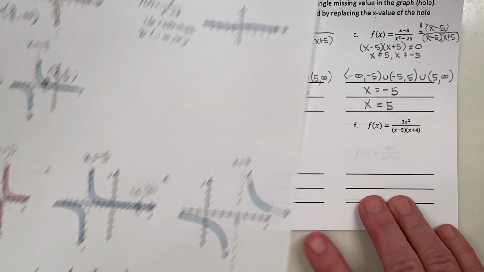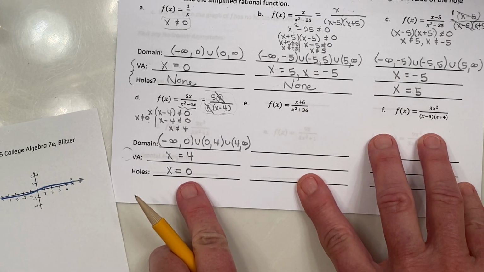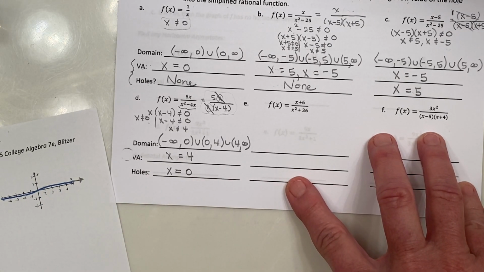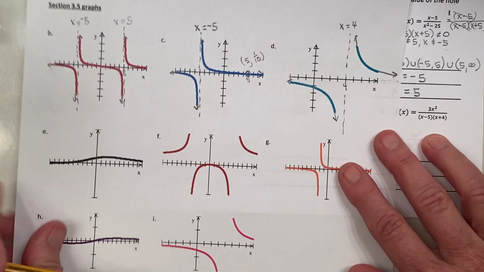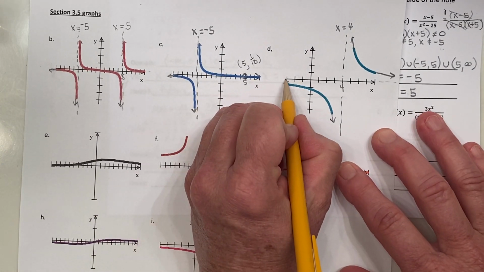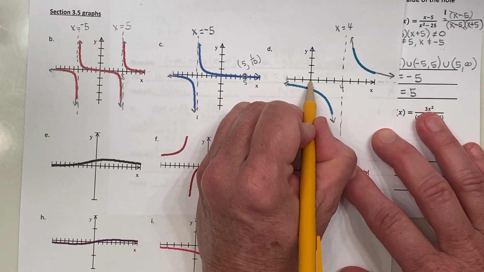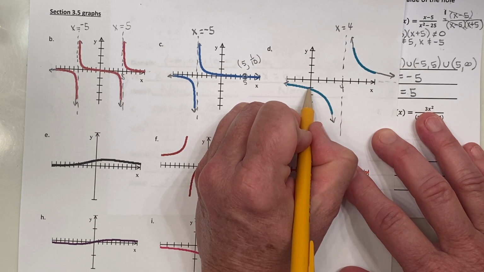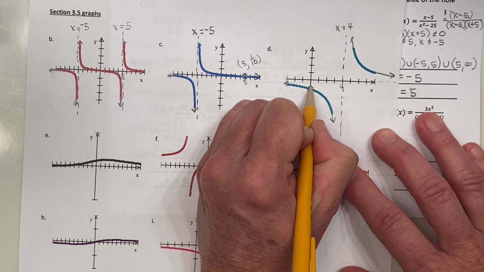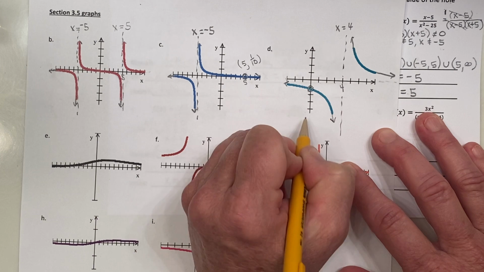Okay, but remember we had that restricted x value of 0. I'm supposed to lift my pencil at x equals 0. So when I look back at graph D, I look to x equals 0 and I look down because that's where the graph is, and I actually take out that point right there at x equals 0.